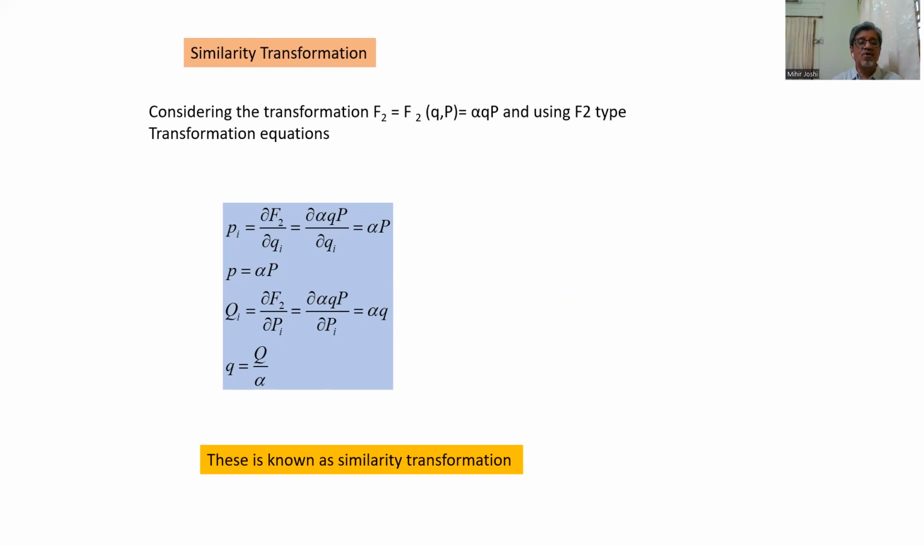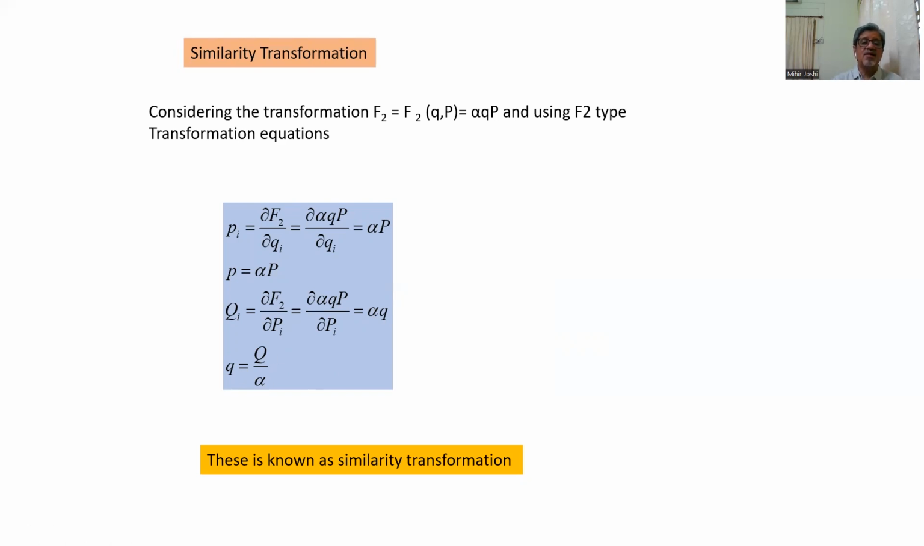And similarly, Qi is equal to ∂F2/∂Pi. Again, putting the value, it is ∂(αQP)/∂Pi. So ∂Pi/∂Pi is equal to 1. So that is equal to αQ or αQi. So we can write that q is equal to capital Q divided by α.